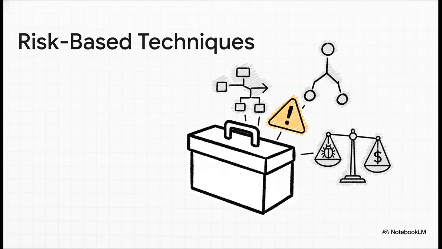And the great thing is, you don't have to make this stuff up from scratch. The ISTQB syllabus points to several formal techniques you can use. Take FMEA, for example. That's failure mode and effect analysis. It's just a structured way to think through what could fail, why it might fail, and what would happen if it did. It's a perfect way to gather the data you need to fill out that risk matrix we just talked about.